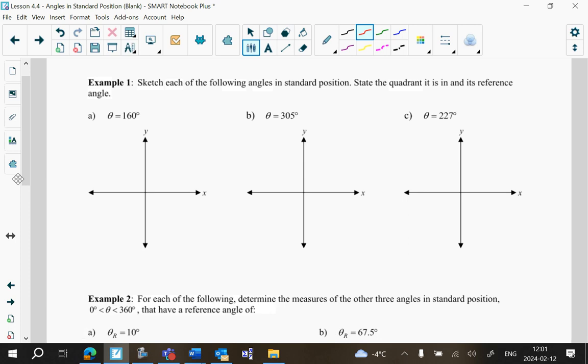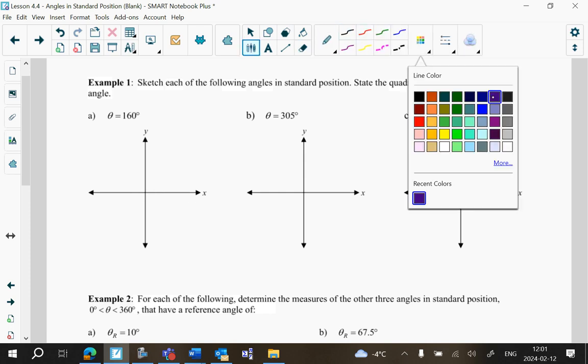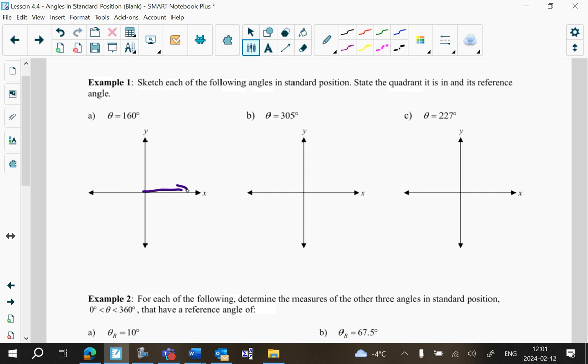Okay, so what we want to do, we got to do a few things here. First of all, we're given an angle. We've got to sketch it in standard position using the coordinate grid provided. We want to state what quadrant the angle terminates in and what its reference angle is. So 160, what quadrant would that go into? We always know, like for all of these, the starting angle is the same for all of them.